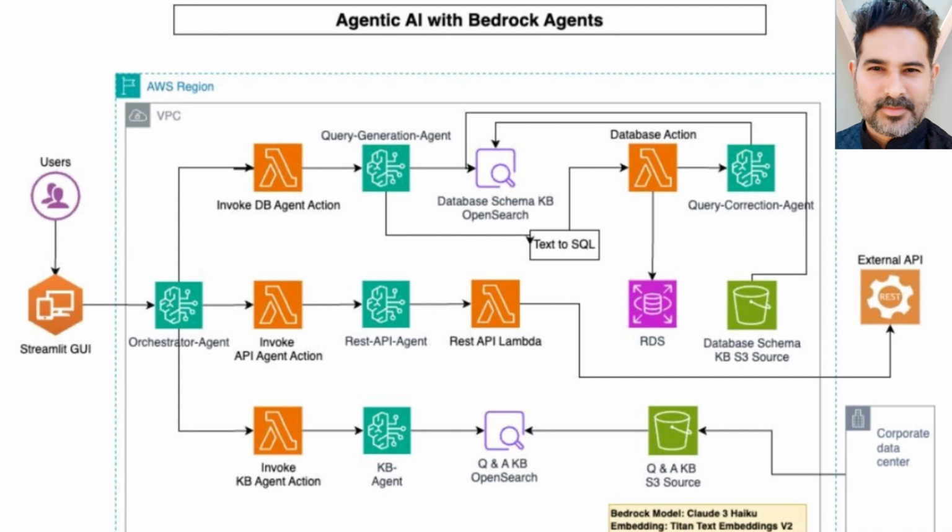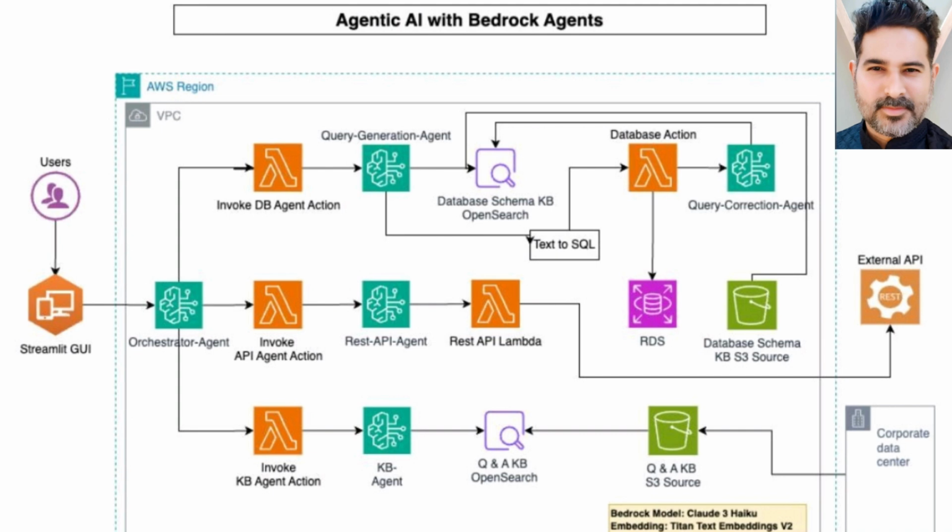Underpinning all of this are powerful AWS services. We're using the Bedrock model Claude 3 Haiku for language processing and Titan Text Embeddings v2 for creating vector embeddings. All of this can be connected to your corporate data center, allowing seamless integration with your existing infrastructure.